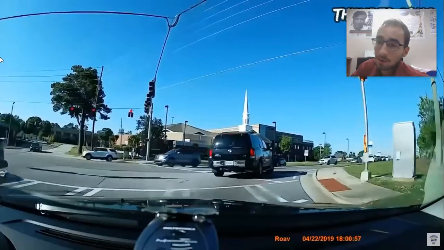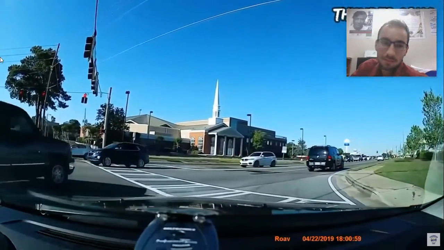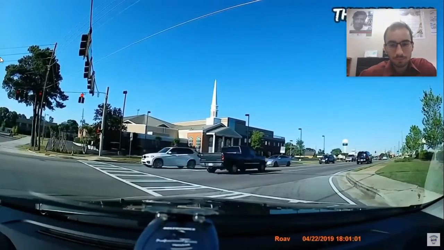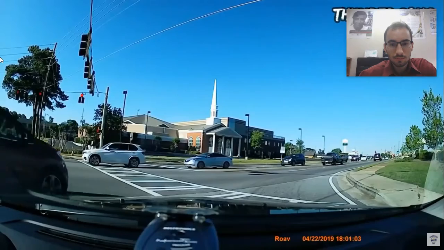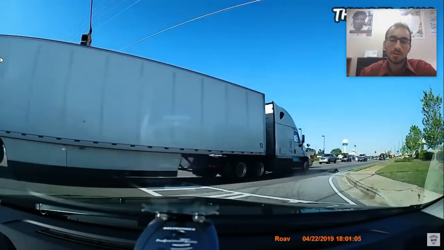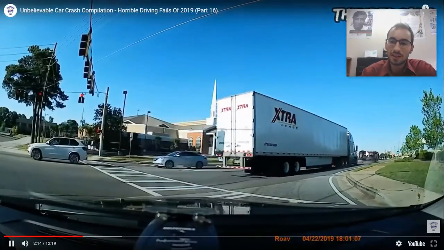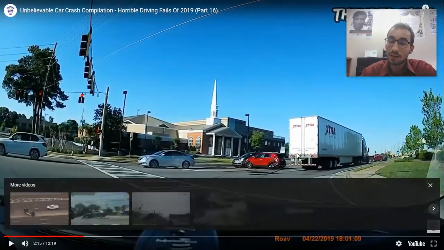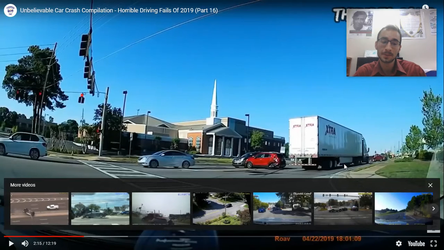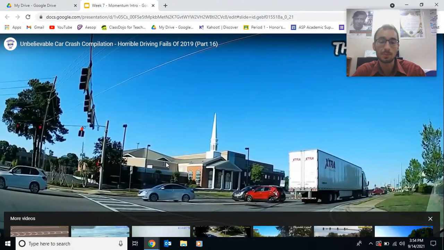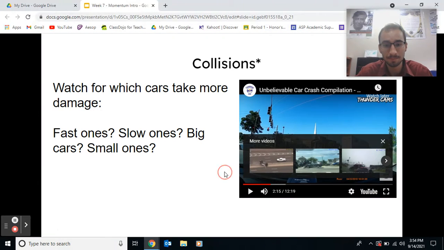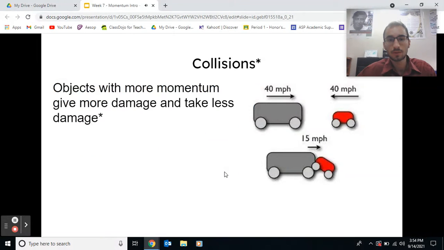You could see the small car took a lot more damage than the semi. Oh. So you'll see at the end, that is a truck and that semi was able to flip it. And the reason is because objects with more momentum give more damage and they take less damage.